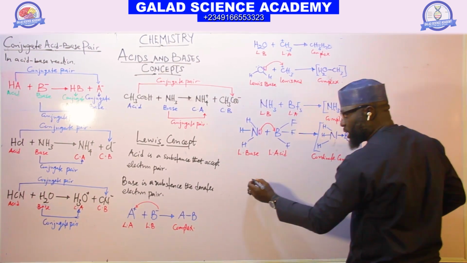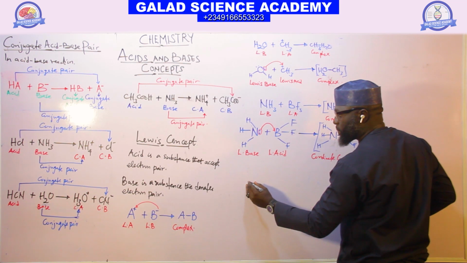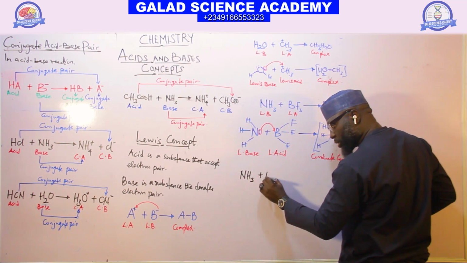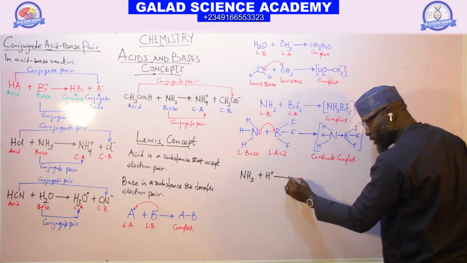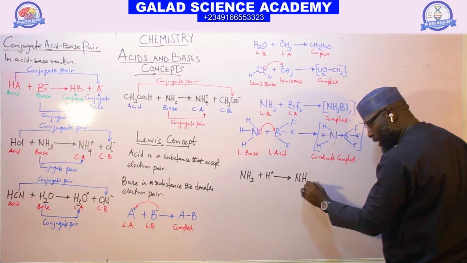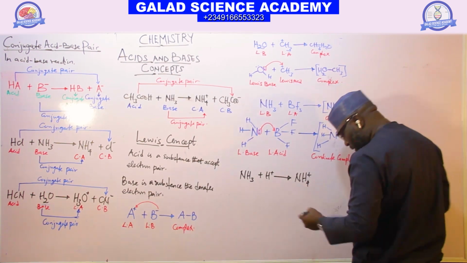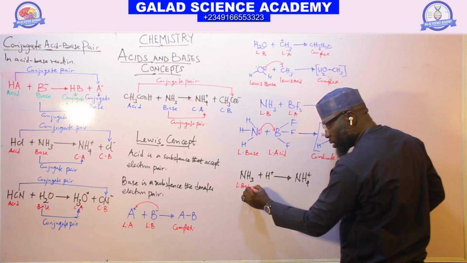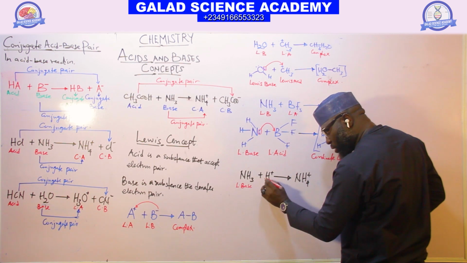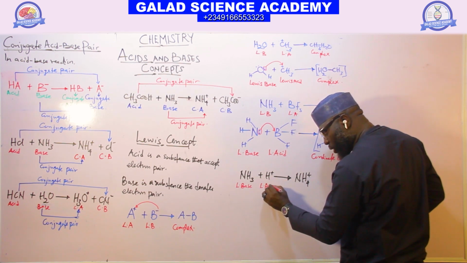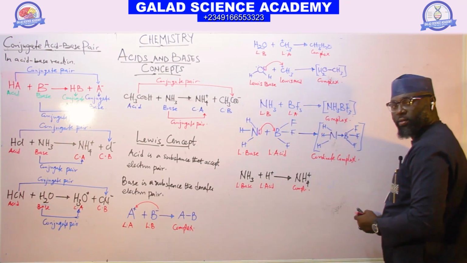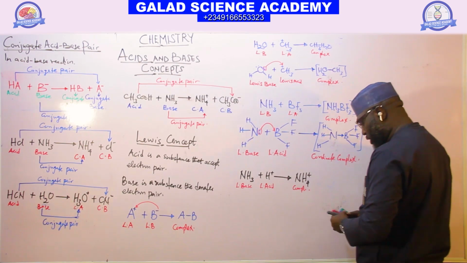Yes, let me put this one example. The reaction between ammonia plus hydrogen ion gives us NH4 plus. This ammonia here is also a Lewis base. This hydrogen ion is also a Lewis acid. And this is a complex.